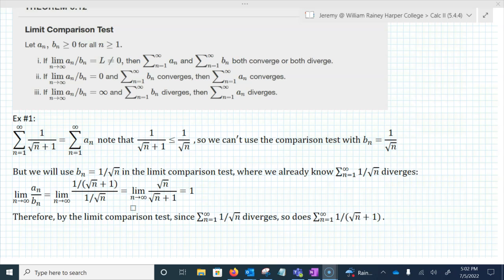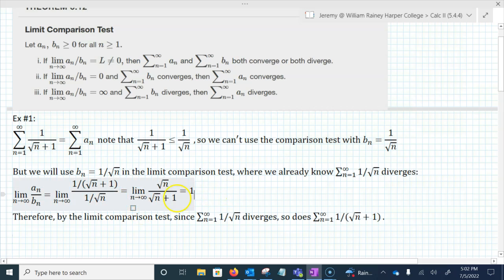Doing a little bit of quick algebra, I get limit as n goes to infinity of root n over root n plus 1, which is going to be 1 in the limiting case. That's the case here where we go to a real number L. So since our series of b sub n's diverges by the limit comparison test, so does our series that has 1 over root n plus 1 as the terms in this series.